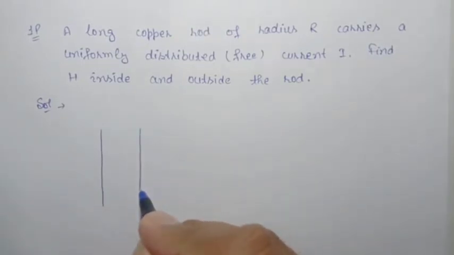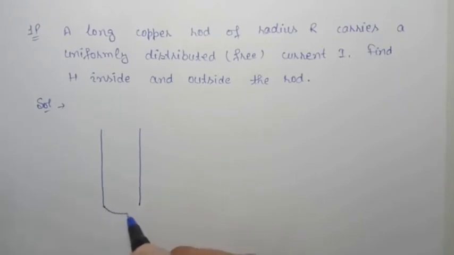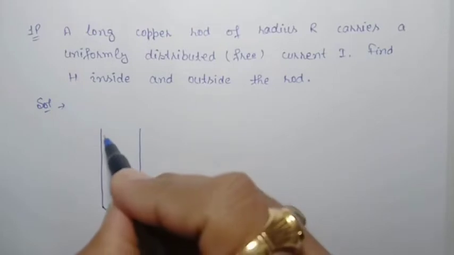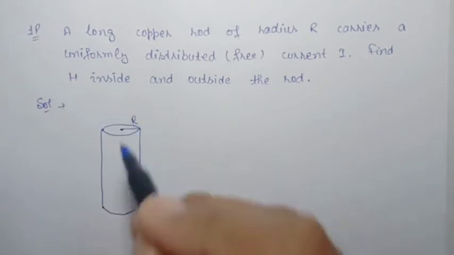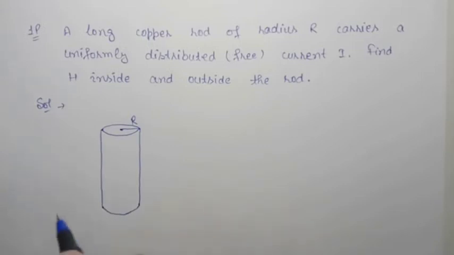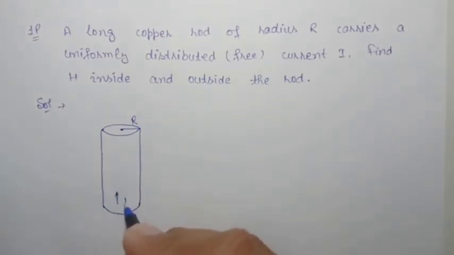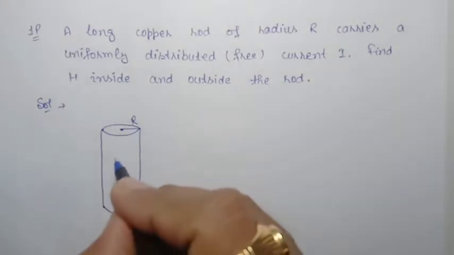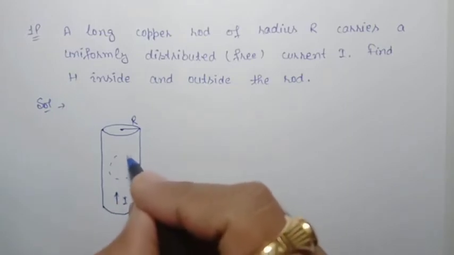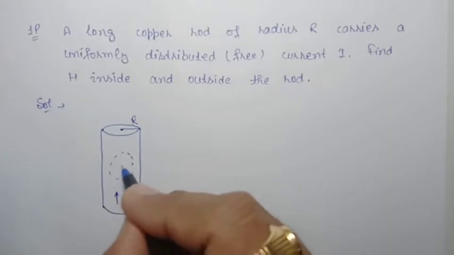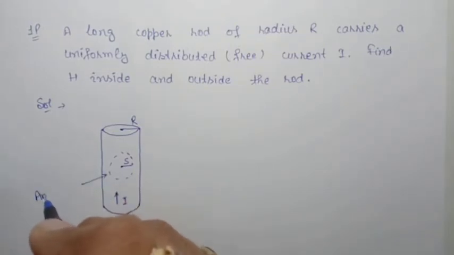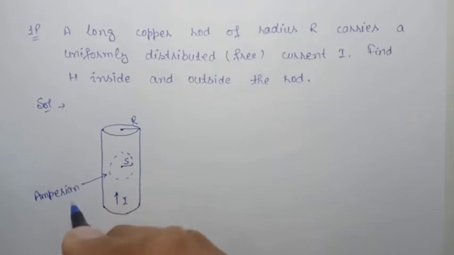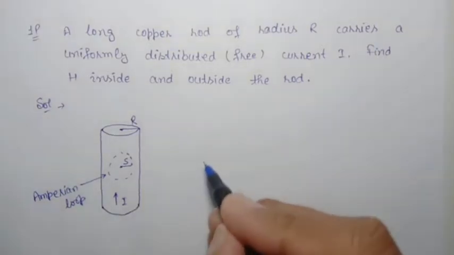suppose this is a copper rod, and here this is the radius of the copper rod, and suppose the current I flows in the upward direction, and here suppose this is an Amperian loop having radius s. So this is an Amperian loop. Okay.